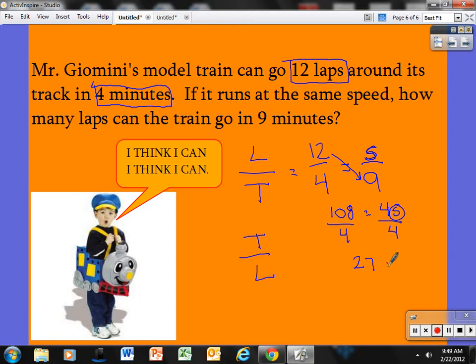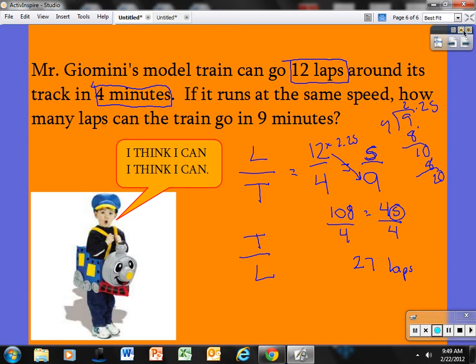So the train would have done 27 laps in 9 minutes. I also could have done the same thing I did before. I try to find the equivalency. So what do I do to 4 to make it 9? Is there a relationship between 4 and 9? Or if I divide 9 by 4, what do I get? 9 divided by 4 gives me 2, with a remainder of 1, bring down a 0, decimal point, that is 2, that is 8, that's a 2, bring down a 0. 2 and 25 hundredths. So that means I can multiply this by 2 and 25 hundredths.